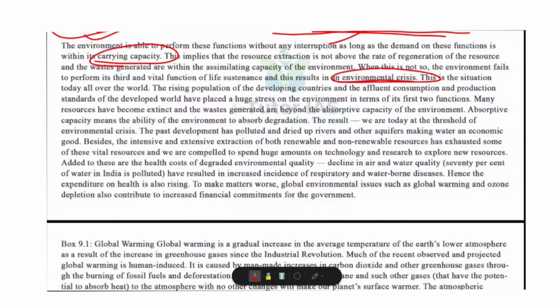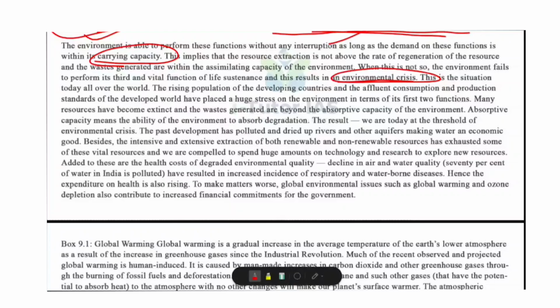That is what we call environmental crisis. Today, this is a global reality. The developing countries have a rising population, putting pressure on resources. And the developed countries have high levels of consumption and production, creating a lot of waste. Who? Yes, the developed countries.